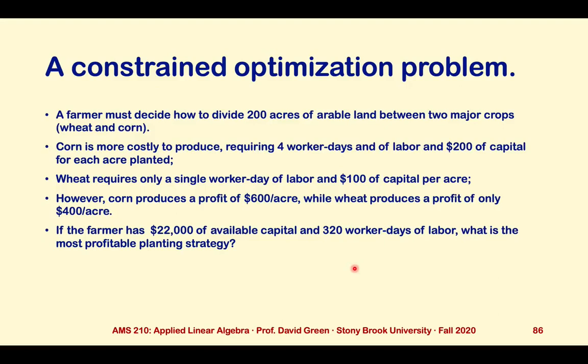Now, you might say, well, if corn produces more profit, plant corn. There are constraints on this farmer's decision, though. The farmer only has available $22,000 of capital. That is how much money they have available to spend. And they have 320 worker days available of labor. They do not have anything more than that. If those are the constraints, this is how much capital they have, this is how much labor they have available, what is the best planting strategy?